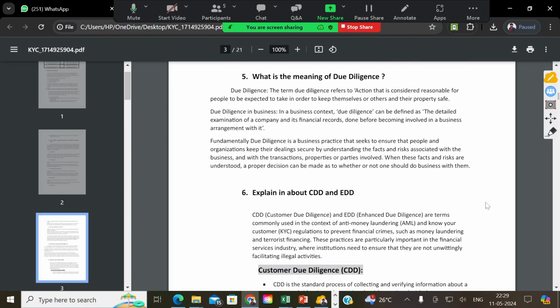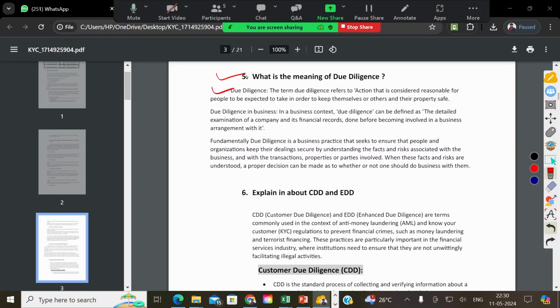Then what is the meaning of due diligence? Another question is, what is the meaning of due diligence? Due diligence is a term which refers to the action that is considered reasonable for people to be expected to take in order to keep themselves or others and their property safe. So basically, verify the documents, whatever documents that you have, verify them clearly and make sure that you have checked everything. So this is where due diligence comes into the picture.